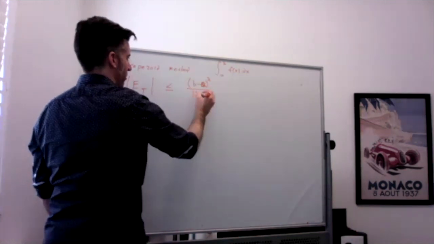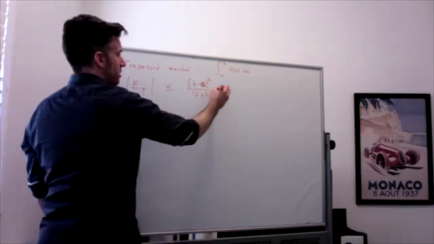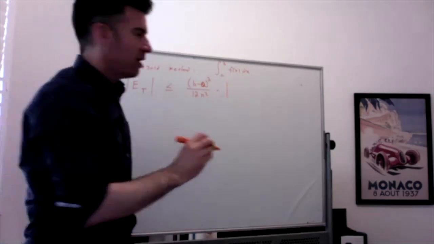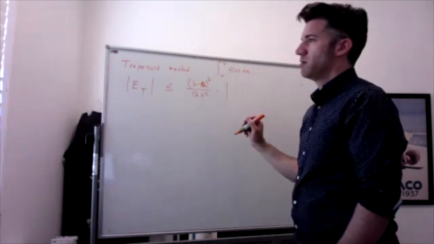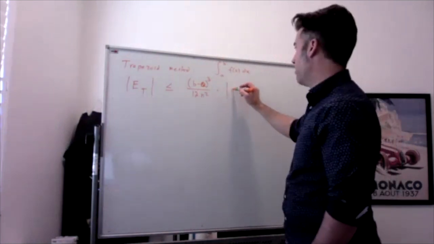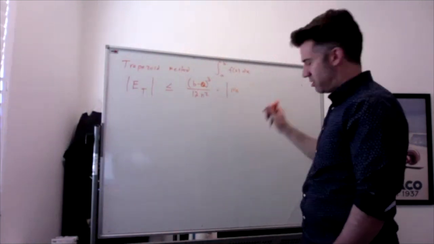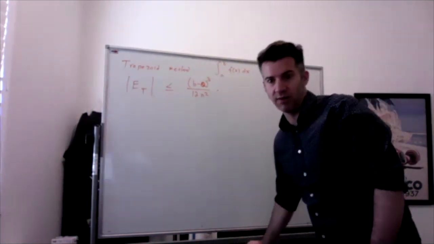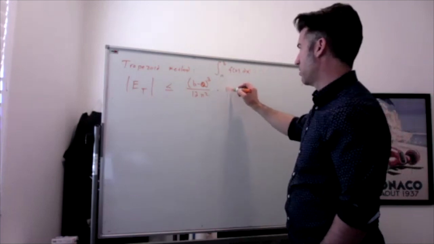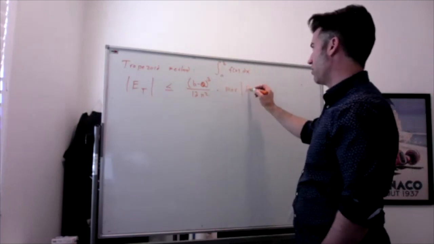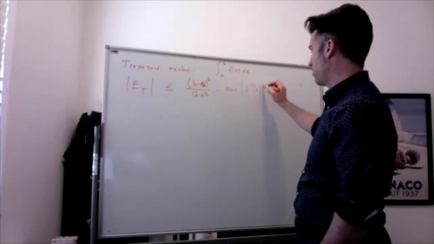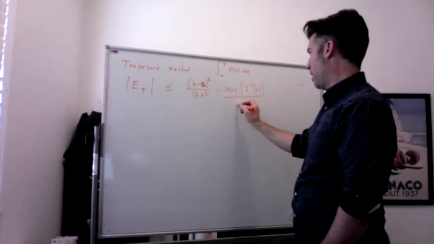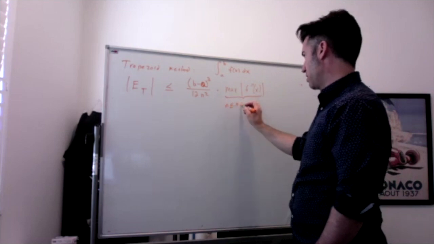divided by 12n squared times the absolute value of, no, that's actually written incorrectly. Sorry, I've got it written slightly differently. It's actually the maximum of the absolute value of the second derivative of your function, where x is between a and b.